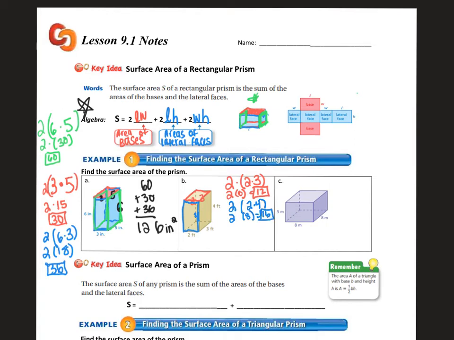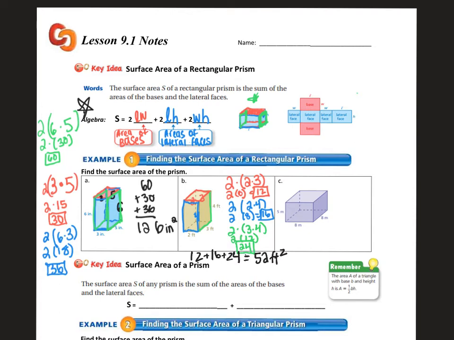And finally, we have the side lateral face. So it has a width of 3 and a height of 4. So 2 times 3 times 4. 2 times 12, which is 24. So now I'm going to add up all the areas together, 12 plus 16 plus 24, and I will get 52 feet squared.